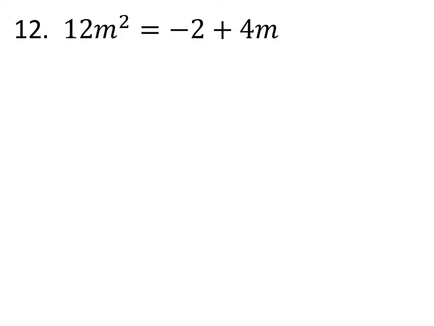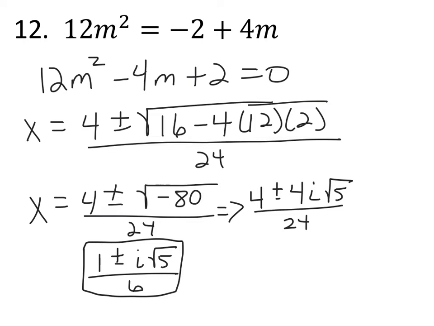All right, so in problem 12, we're going to do the same thing. We need to set this equation equal to 0 before we can use the quadratic formula. All right, so here we did the same thing. I took the negative 4 here and I made it positive because x is equal to negative b. So if this b is already negative, then this b here is going to be positive. So 4 plus or minus the square root. Negative 4 squared is 16 minus 4 times a times c.